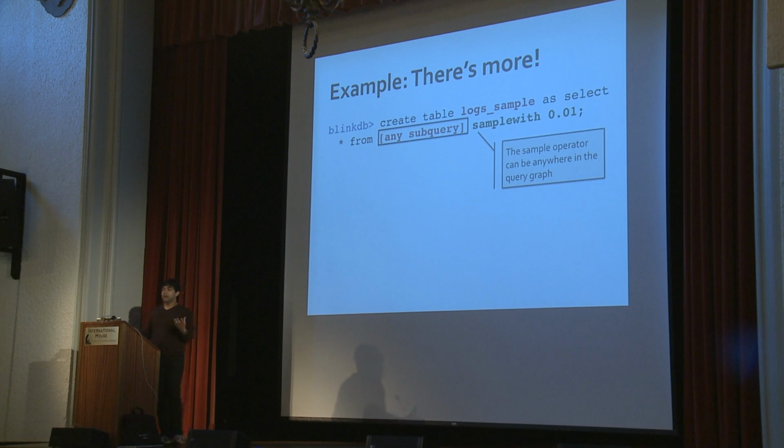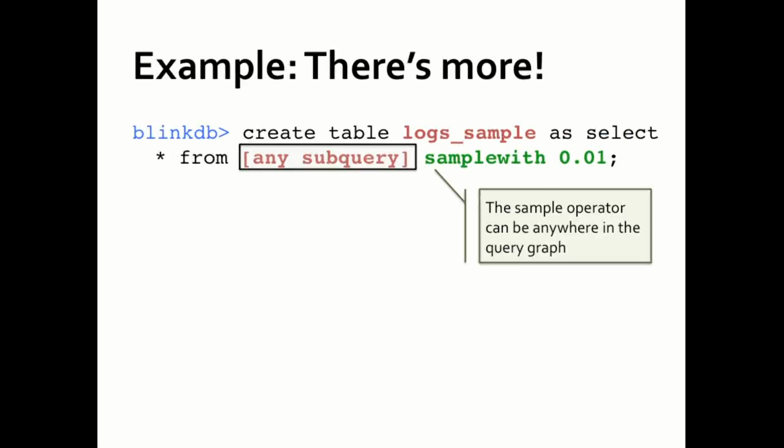Furthermore, there is actually a lot more to the alpha, in the sense that this sample with operator can be anywhere in the query graph. So you can essentially create a sample on any subquery. It can be a bunch of tables which are joined. It can be a bunch of tables which are filtered across a number of attributes, and so on and so forth.